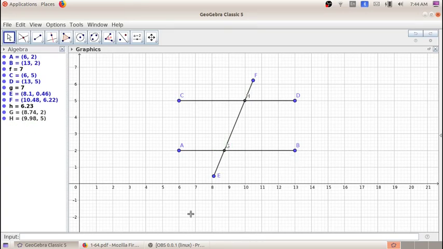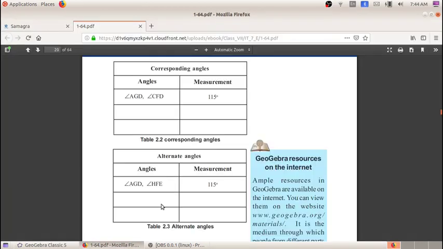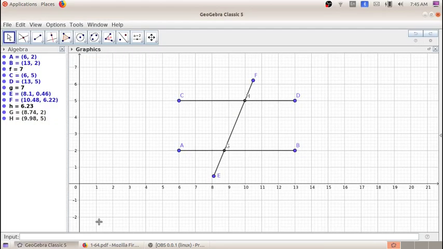Now let us move to our second one, alternate angles. So again go to GeoGebra. Alternate angles are nothing but angles formed on opposite sides of the transversal.